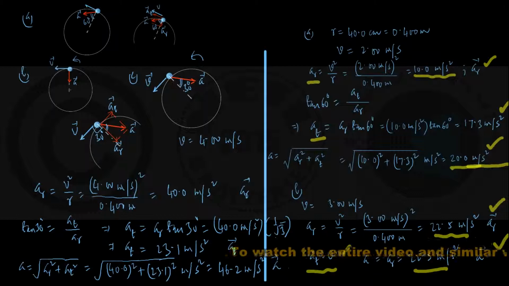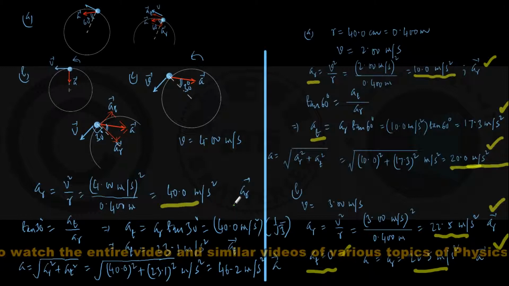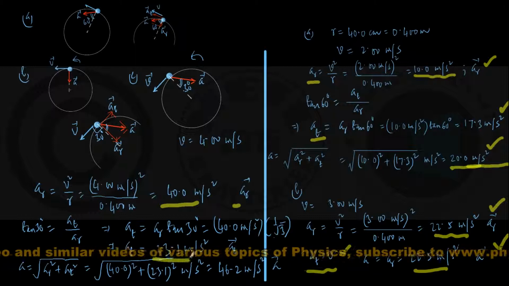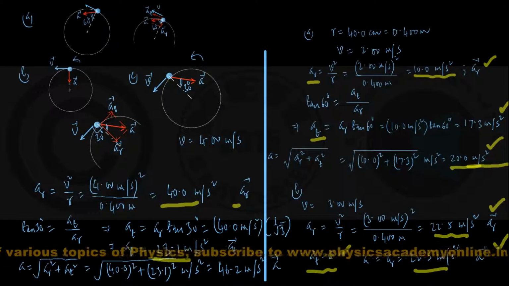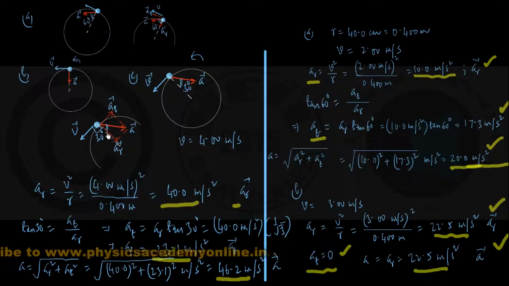So let's collect the answers once again. For part C of the question: centripetal acceleration, magnitude 40 meters per second squared, direction radially inwards. Tangential acceleration, magnitude 23.1 meters per second squared, directed along the tangent, opposite to the velocity vector. Total acceleration magnitude 46.2 meters per second squared, directed at 120 degrees to the velocity vector. And here are the answers of all the 3 parts of this rather simple question.